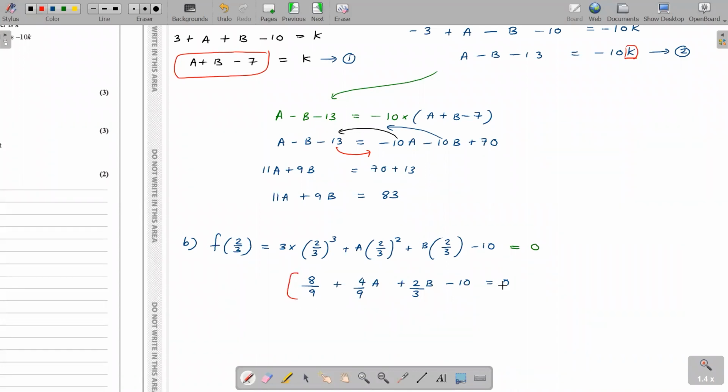I'll take the whole equation and multiply. What's the best value to multiply the whole thing with? Let's multiply the whole thing with 9.